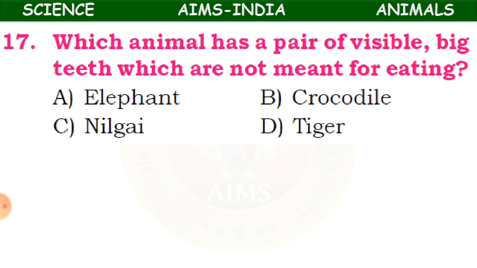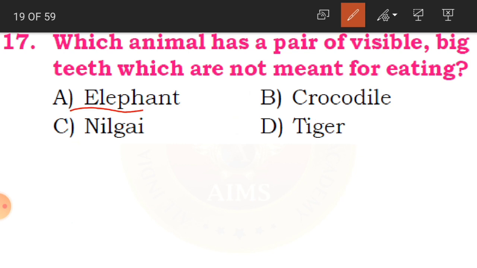Which animal has a pair of visible big teeth which are not meant for eating? Pair of big teeth, which are not meant for eating. Okay, children, the options here are elephant, crocodile, nilgai, and tiger. So which one, children? Elephant, it has got two big trunks. Crocodile also has teeth. Nilgai is a blue bull. It's a bull actually, which is blue in color, so we can also call it a blue bull. Tiger uses its two front sharp teeth to eat the food.